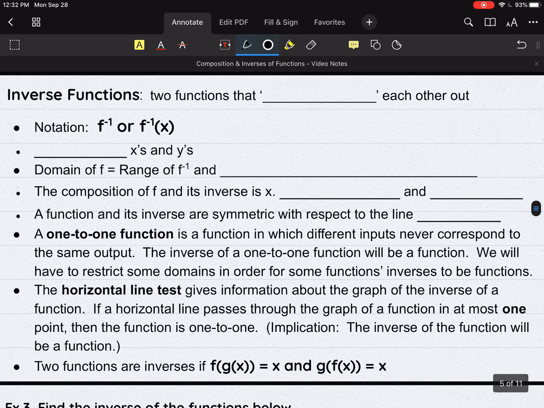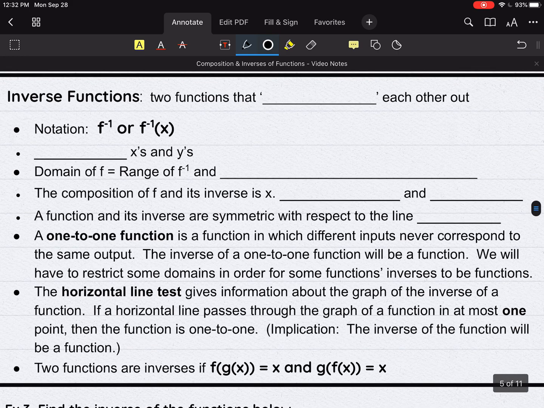Now, let's talk about inverses. Inverse functions are two functions that sort of cancel each other out. Now, notation is a big thing here. F to the negative 1, or f to the negative 1 of x. When we're describing the inverse, we have to make sure we say f to the negative 1 of x. At the end of this video, we'll talk about actually finding the inverse given a function.